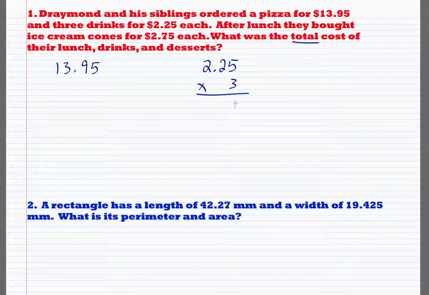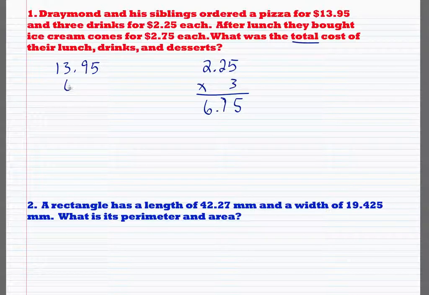So 3 times 5 is 15. Let's carry 1. 2 times 3 is 6, plus 1 is 7, and 3 times 2 is 6. Now, if you think about it, there's really only one logical place I could put that decimal. I can't say that 3 drinks at $2.25 each cost me $675. I can't say it cost me $67.50. And it wouldn't make sense to say that it costs less than $1. So this is the only option I have right there.